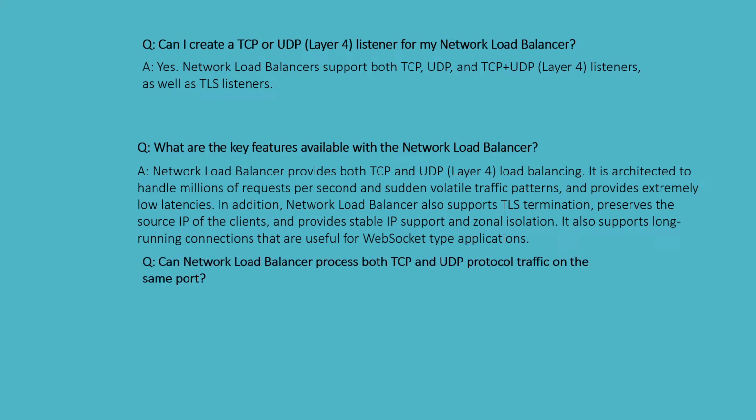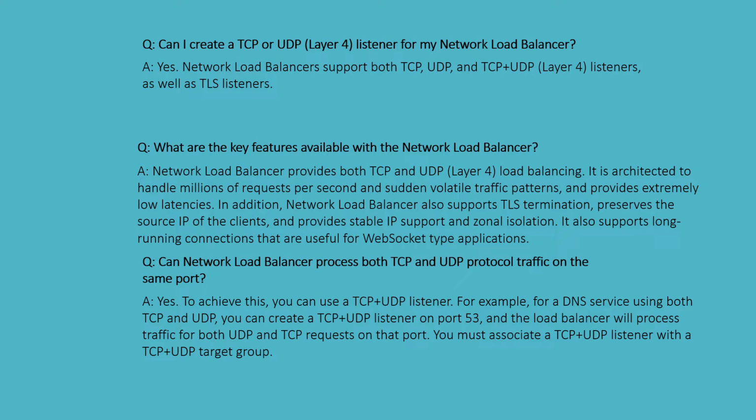Can Network Load Balancer process both TCP and UDP protocol traffic on the same port? Yes, to achieve this, you can use a TCP plus UDP listener. For example, DNS services use both TCP and UDP. You can create a TCP plus UDP listener on port 53, and the load balancer will process the traffic for both UDP and TCP requests on that port. You must associate the TCP plus UDP listener with a TCP plus UDP target group.